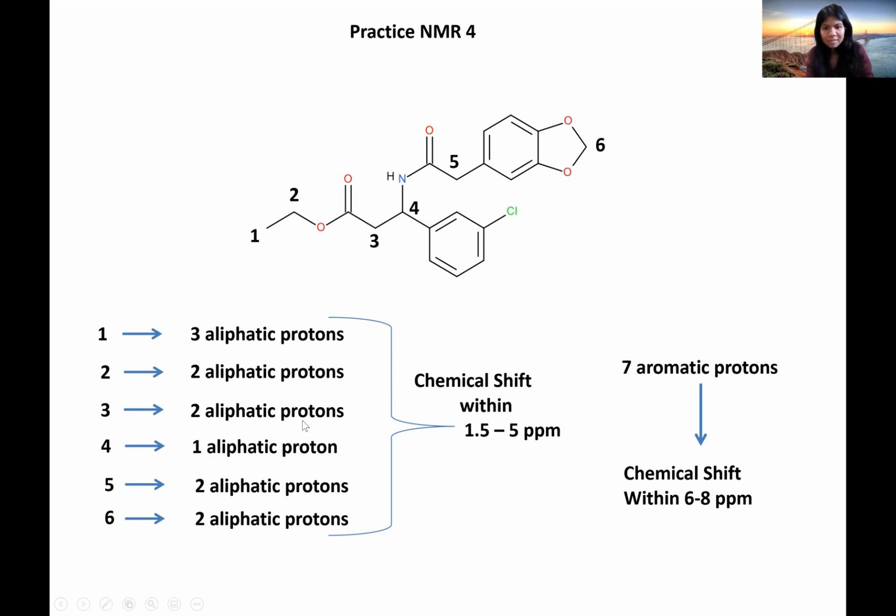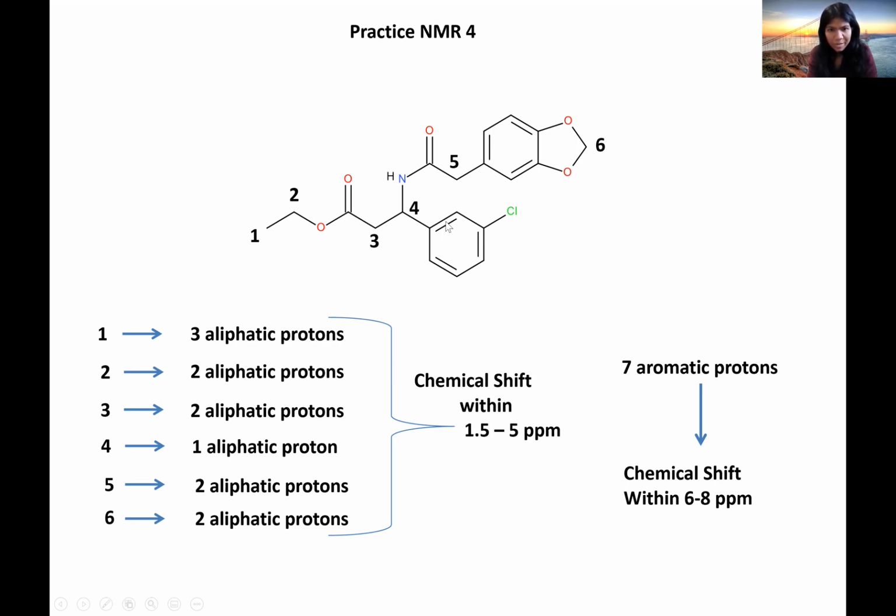So we will expect a signal corresponding to 3 protons, another signal corresponding to 2 protons, another signal corresponding to 2 protons, another signal corresponding to 1 proton, another signal corresponding to 2 protons, another signal corresponding to 2 protons. All these signals will be within this region, aliphatic region, 1.5 to 5, but sometimes I see from 1 to 5.5. Now let's check the aromatic protons.